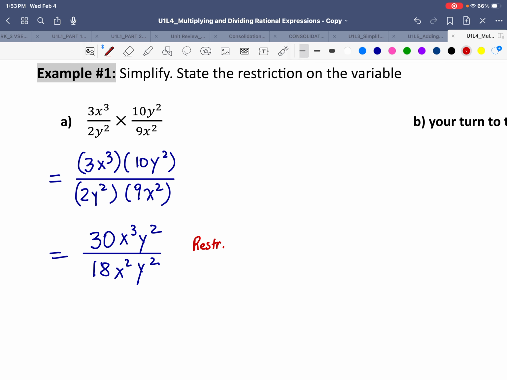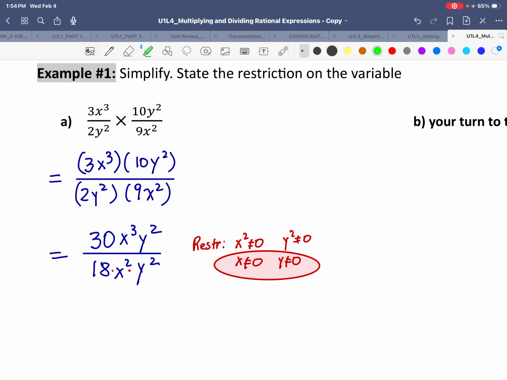Remember, restrictions are applicable to the denominator only. And what we have in here is 3 factors, 18, which is a constant. That is not a dangerous term. It doesn't make the denominator 0. x squared can make the denominator 0 if x squared equals 0. And y squared also has to be different than 0, which means y different than 0. And these are going to be the restrictions.